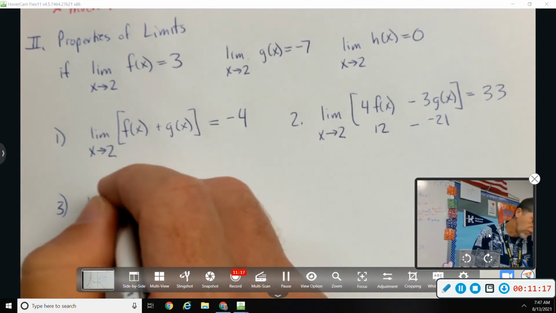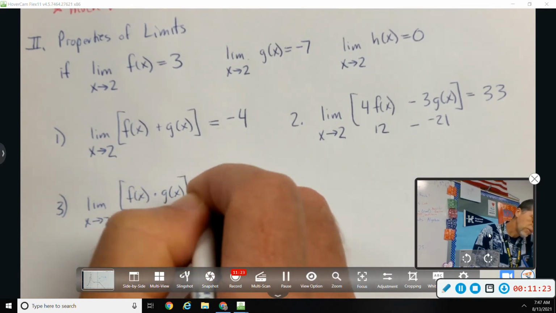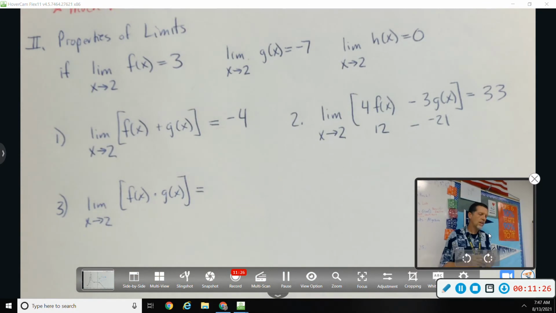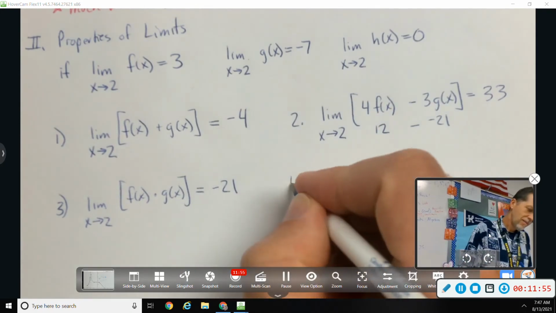The limit as x approaches 2 of f of x times g of x. Okay, so we've sort of verified that addition and subtraction work. If there's just a number multiplier, that works like we think it would. What about f times g? What do we think that's going to be? Negative 21. Okay, there's no tricks in properties of limits. There's some things later in calculus where you want to multiply and it doesn't work as nicely as we think it does. But for limits, things work like we think they should.